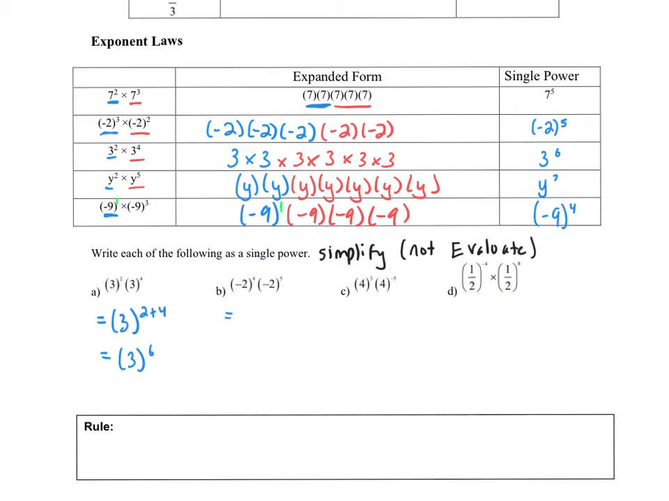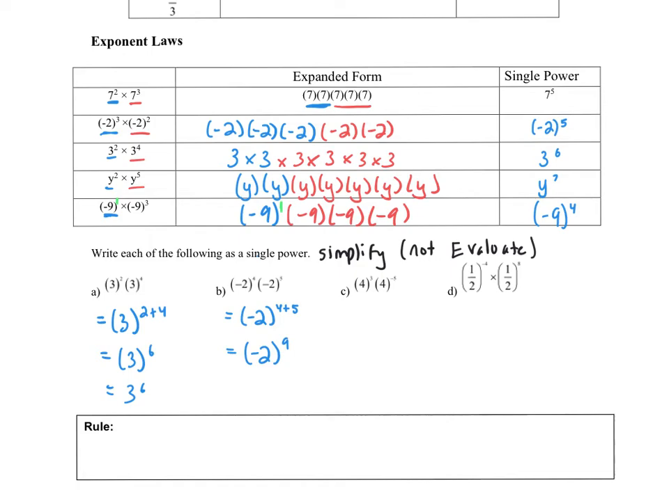The next example, negative 2 is the base, and I'm going to add those exponents. 4 plus 5, so negative 2 to the exponent 9. Just a note, here the brackets are necessary because the base is negative. You absolutely need those brackets. In example A, you do not need those brackets. You could just write that as 3 to the exponent 6 because the base is positive. We don't need brackets.